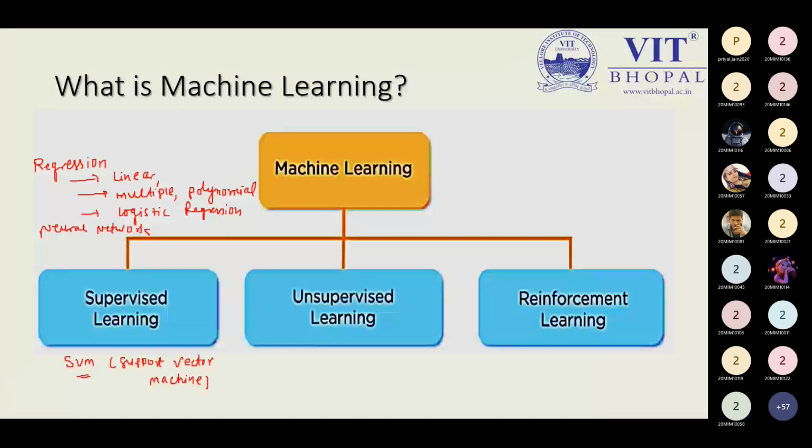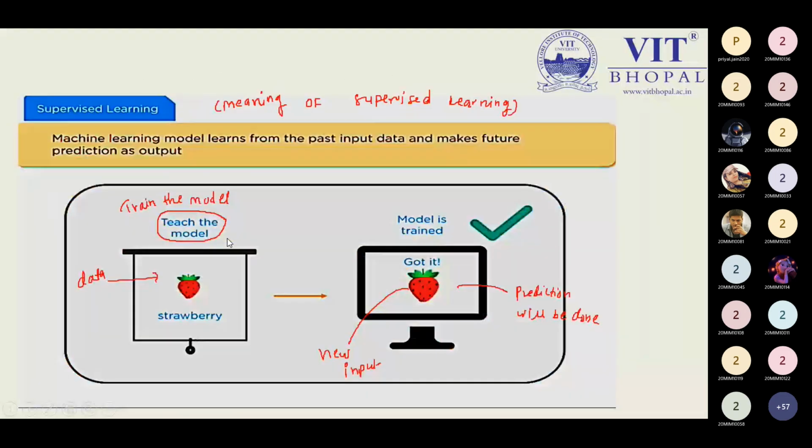In this slide, you can see we have three different flavors of machine learning. Those are supervised learning, unsupervised learning, and reinforcement learning. In machine learning, we have seen regression, linear, multiple, polynomial, logistic, decision tree, and neural network as well. In supervised learning, we have one more important algorithm in classification, that is support vector machine. We are not talking right now about unsupervised learning and reinforcement learning. So let us discuss supervised learning in more detail along with one more algorithm, the support vector machine.